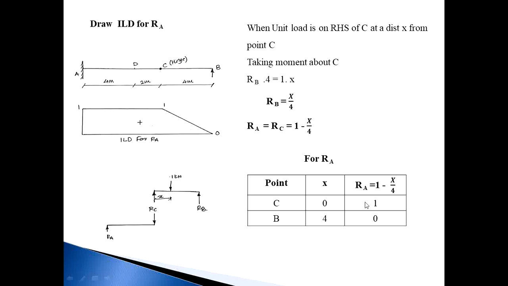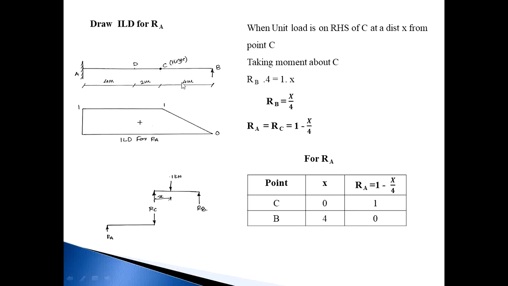The RA value will be 1, meaning the load is acting at point C. So this is the C point. So 1 kilonewton RC, and that 1 kilonewton RC acts on that AC beam vertically downward. And A is a fixed support, so whatever the load on beam AC, the total load is carried by the support A. So when x from C is equal to 0, RA is equal to 1. Then when x is equal to 4, RA becomes 0.